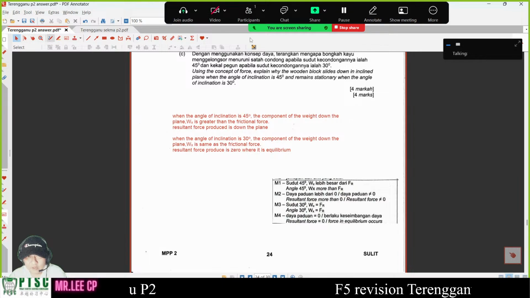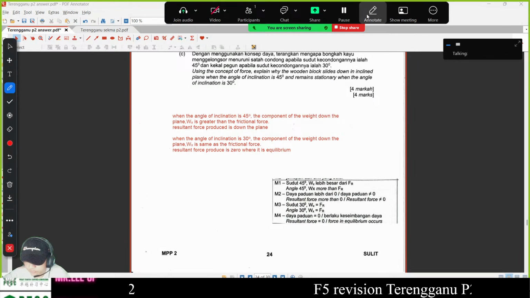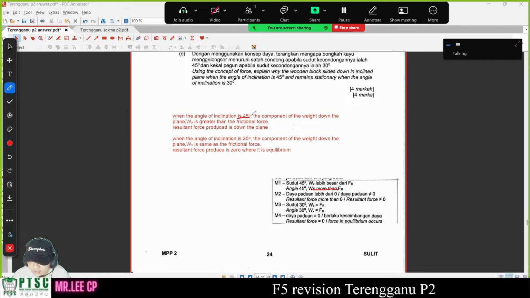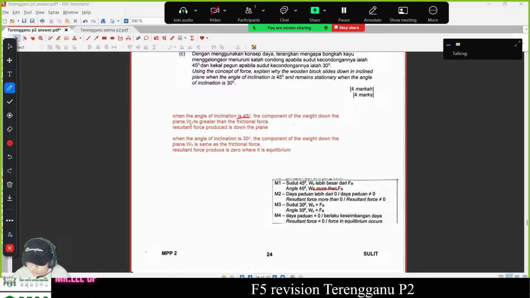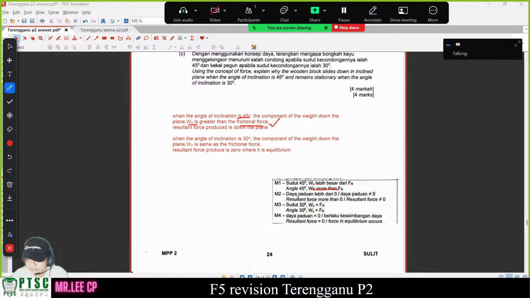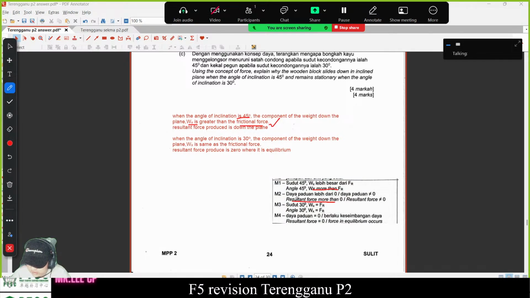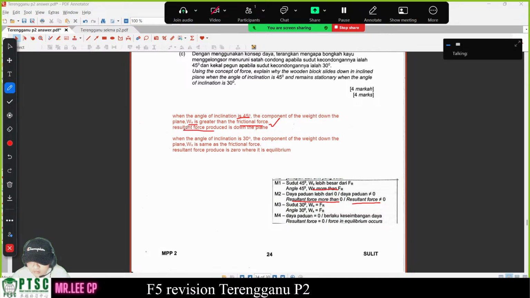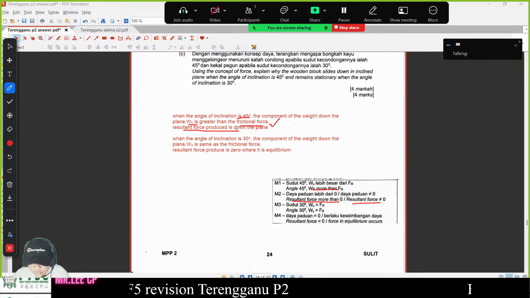Mark 1, we go to check Mark 1. Angle 45, component of weight down the plane, Wx, is more than Fr, the frictional force, 1 mark. So the resultant force is more than 0, right? Resultant force is not 0. Resultant force is produced down the plane.